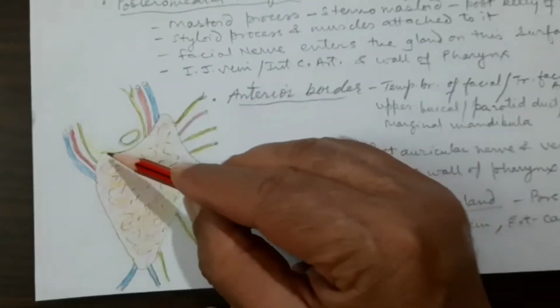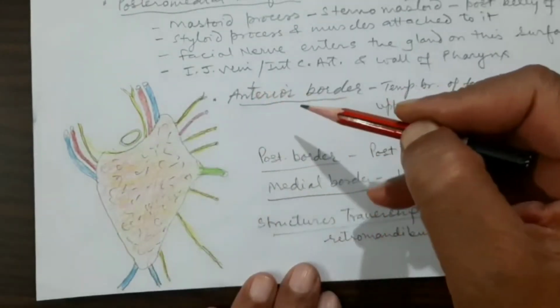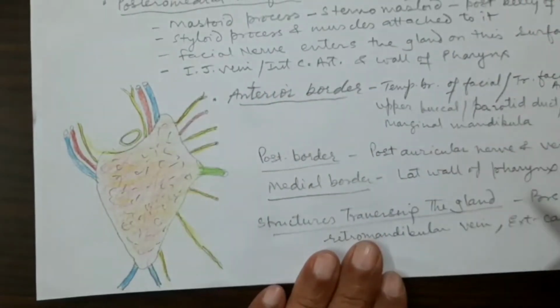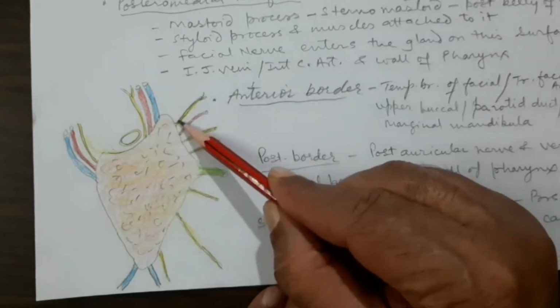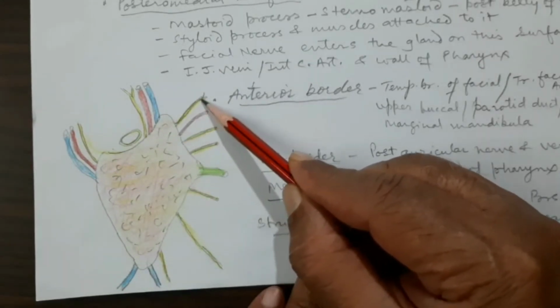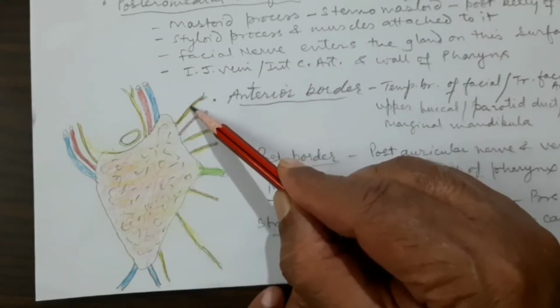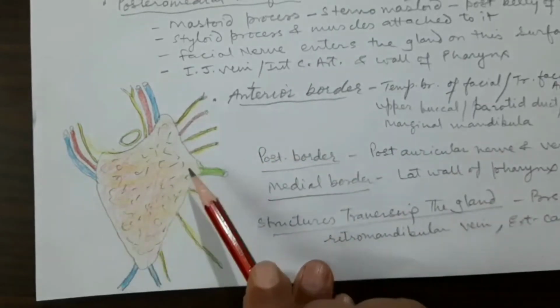This is the posterior border, base and apex. The anterior border is related to many structures. This is the temporal branch of the facial nerve. I have already given the name in the previous diagram. Please note it down: temporal branch of the facial nerve.